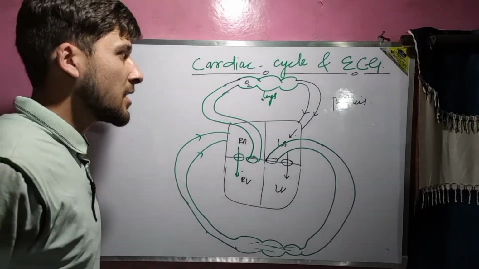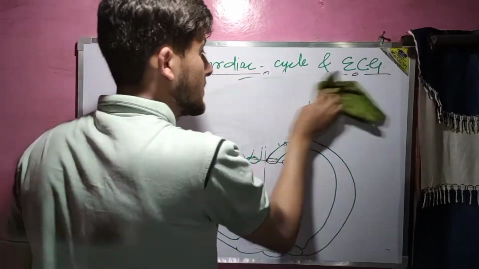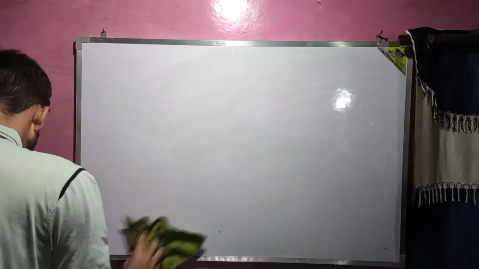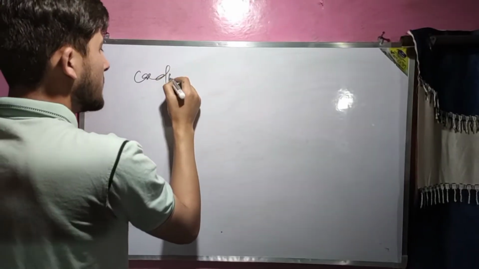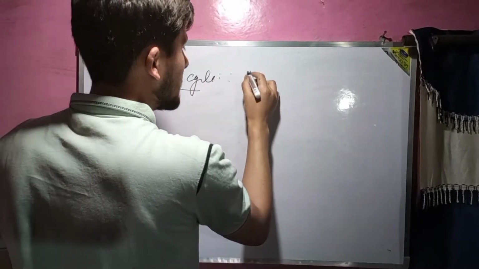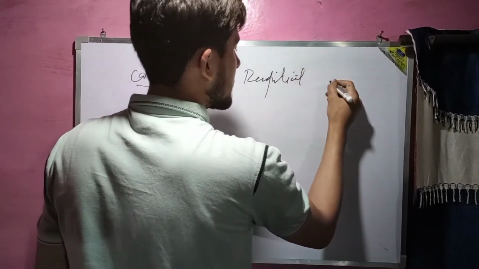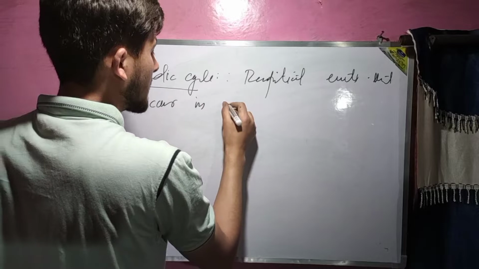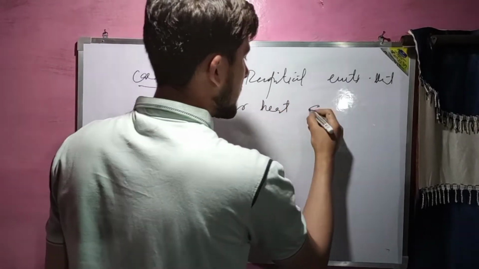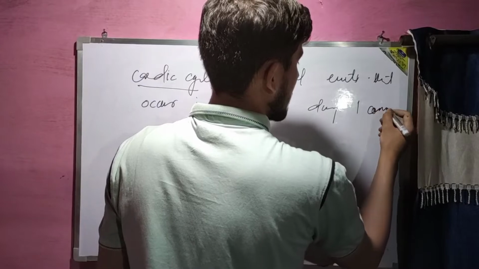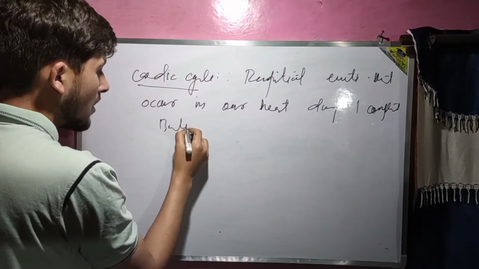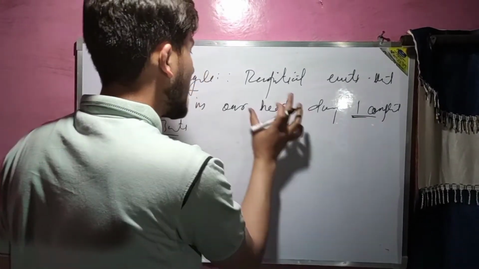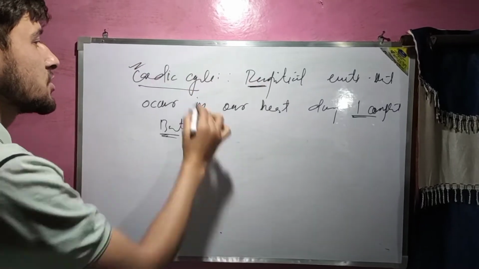Now let us discuss the cardiac cycle. What is meant by the cardiac cycle? These are the repetitive events that occur in our heart during one complete beat. All the events that occur in the heart during one beat, these repetitive events, constitute the cardiac cycle.